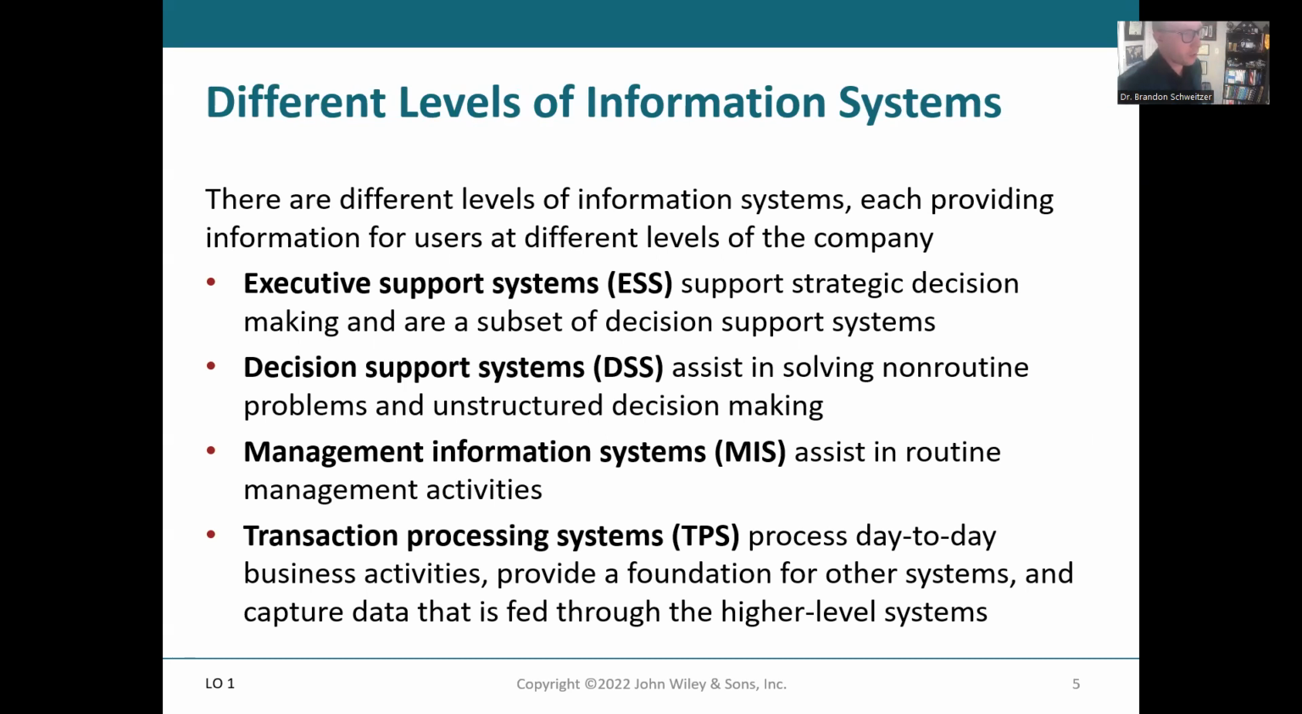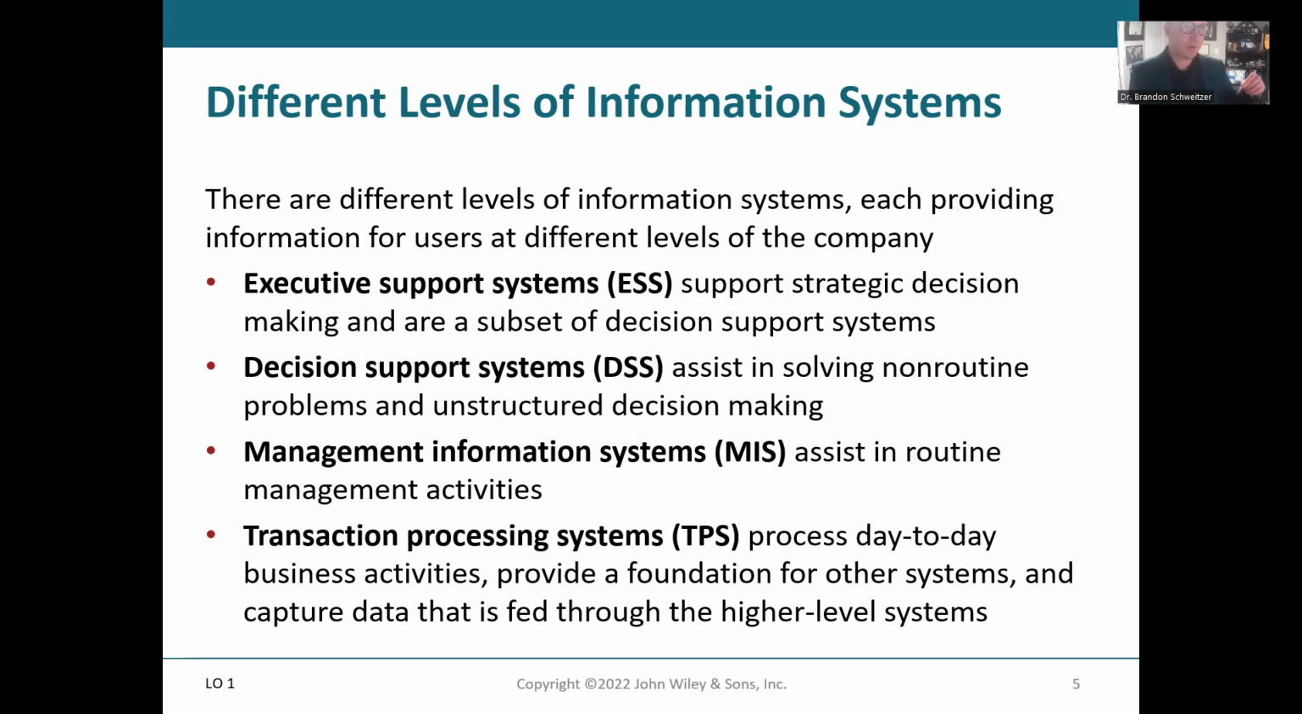It's important to understand that there are different levels to these types of systems. And it really depends on the level of detail that individuals within the company are looking at. So, for example, the first type of level of an information system we see here is the executive support system. Just as the name implies, the idea here is to support strategic decision making using a data subset in order to support these decision making processes.